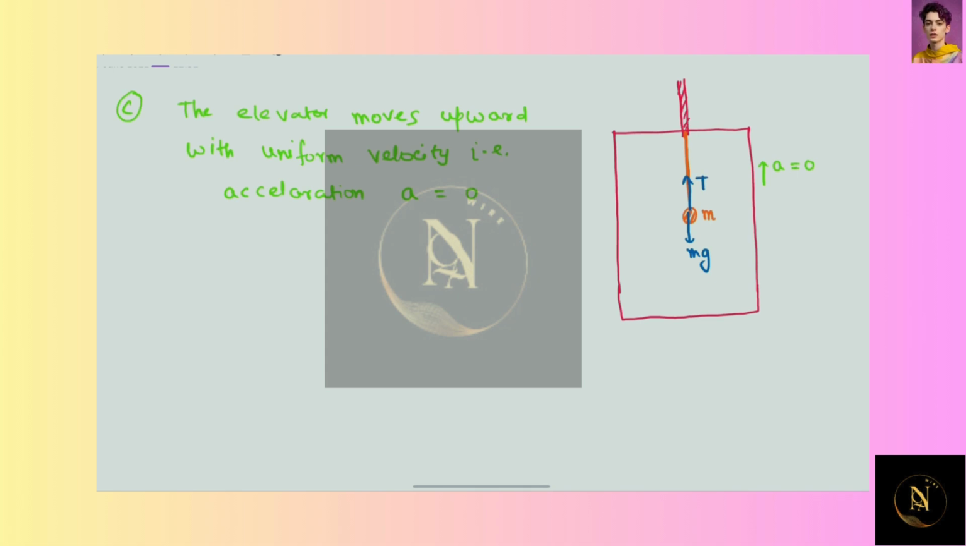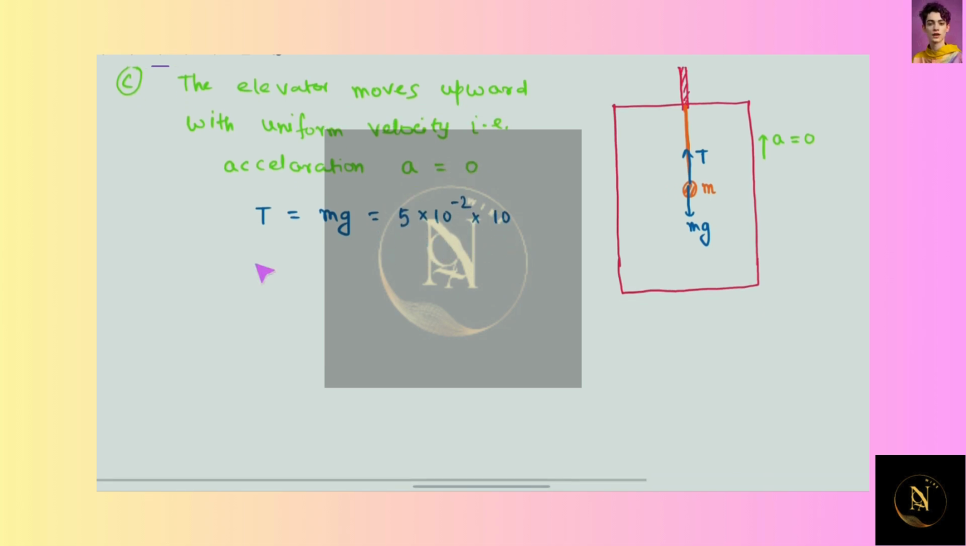So by applying Newton's first law for the equilibrium of the bob of mass m, we can write that the net upward force has to be balanced by the net downward force, which is m into g, the weight of the bob. So m is 5 into 10 power minus 2, g is 10. So this is going to be 0.5 Newton. So this is the tension force on the string.